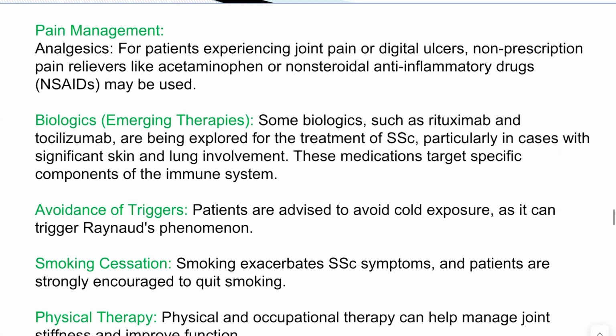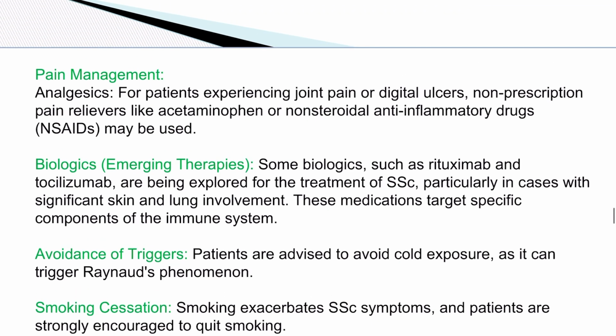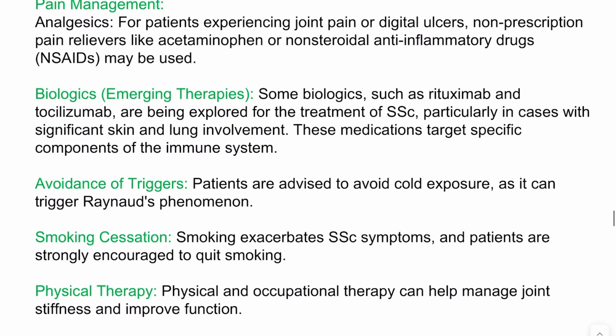Then pain management, we can give some analgesics for patients experiencing joint pain or digital ulcers. Non-prescription pain relievers like acetaminophen or NSAIDs may be used. Biologics, some biologics such as rituximab and tocilizumab, are being explored for treatment of systemic sclerosis, particularly in cases with significant skin and lung involvement.